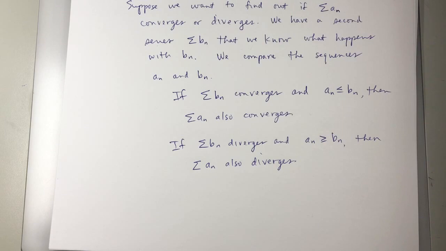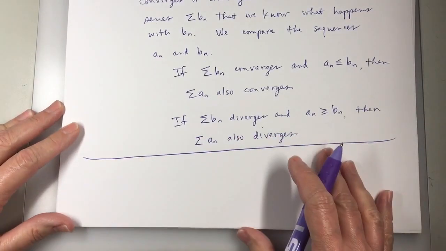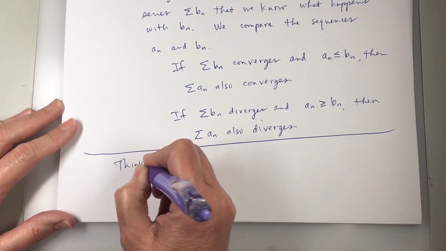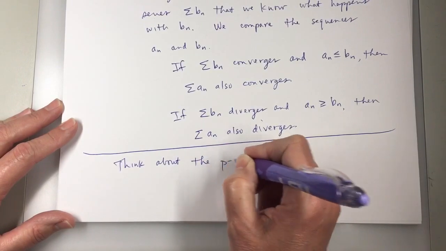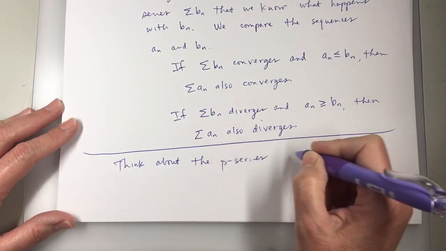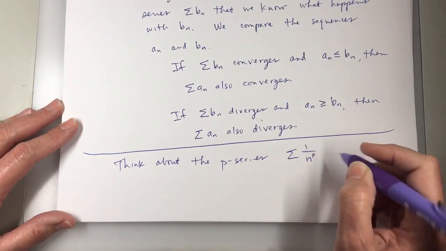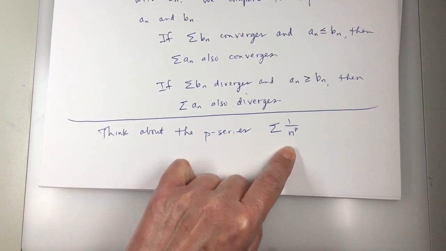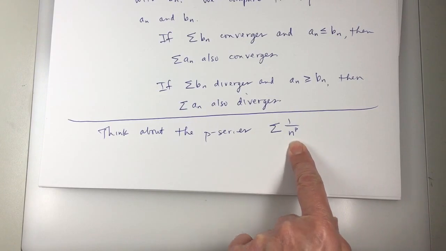Now, what would you pick for B sub n? Here's one of your best friends, the p series. Think about the p series. The sum of 1 over n to the p. This was from yesterday's class. What about this series? When does it diverge? When does it converge?